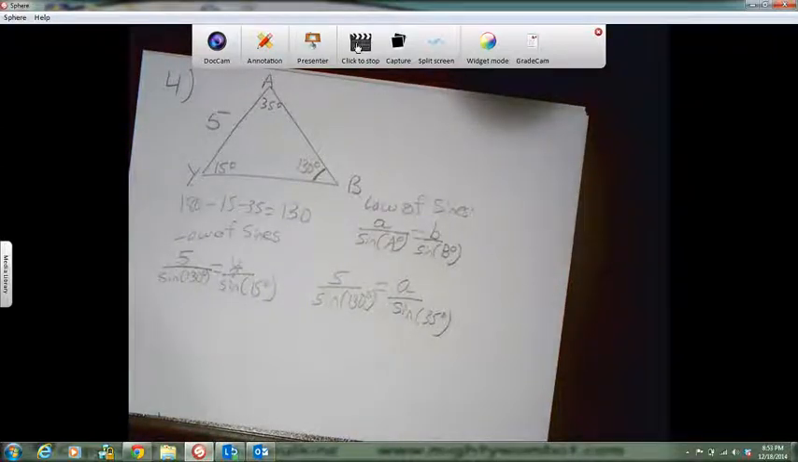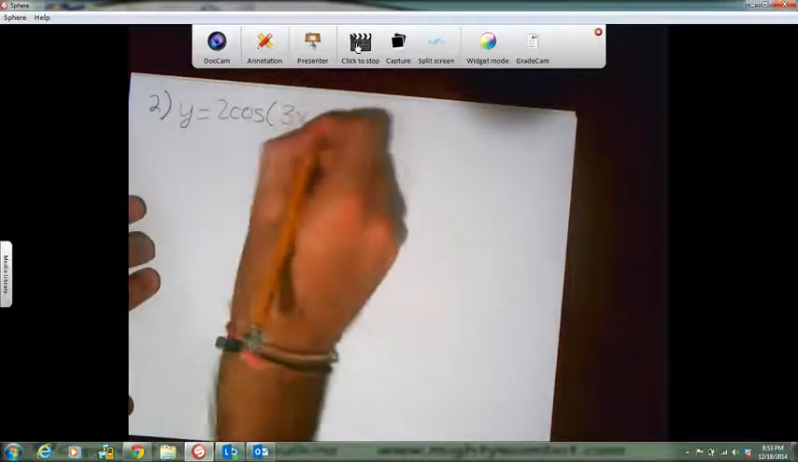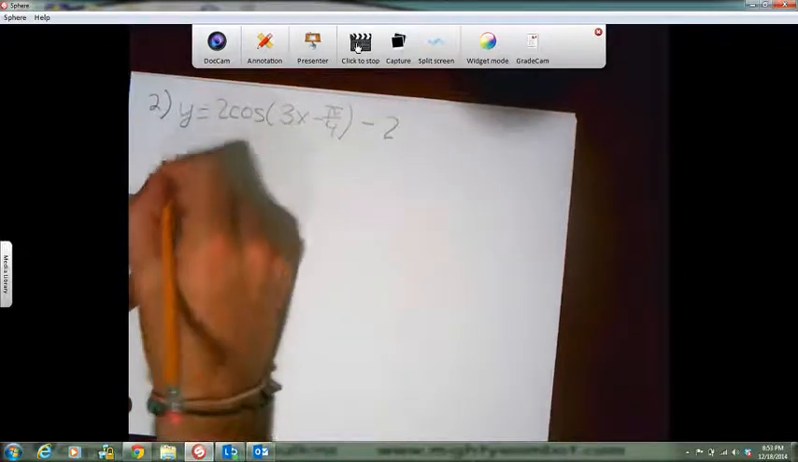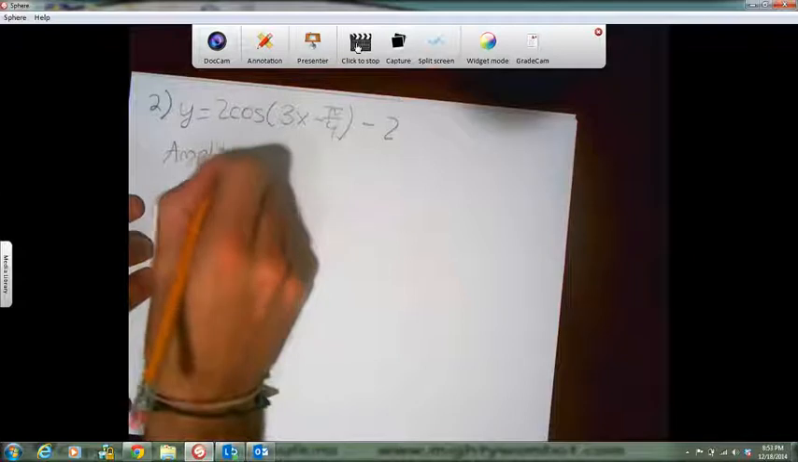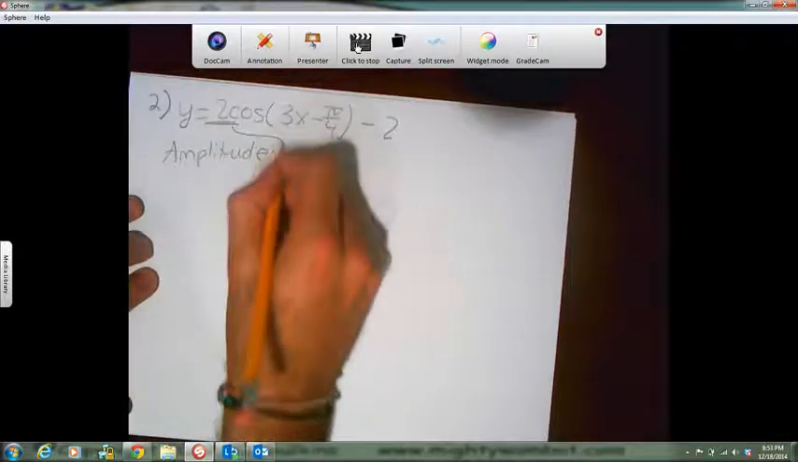And let me go ahead and do problem number 2, which says we have y equals 2 cosine of 3x minus pi over 4, minus 2. The first thing they want is the amplitude. The amplitude is just this number right here. Then they want the period.